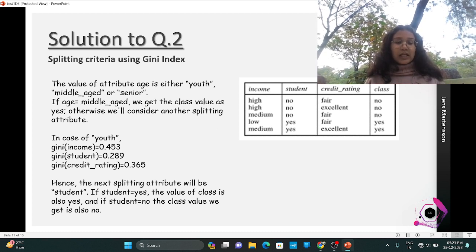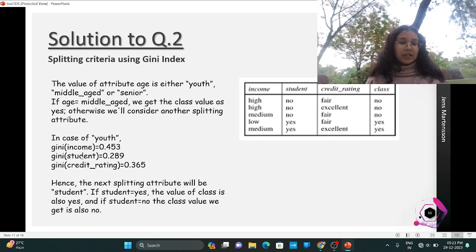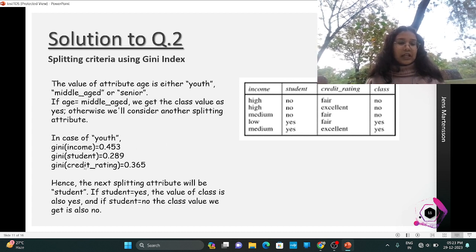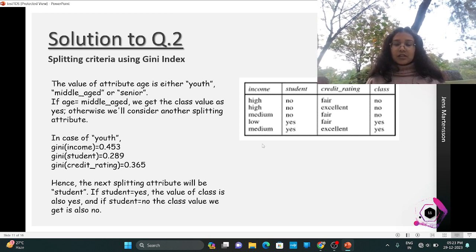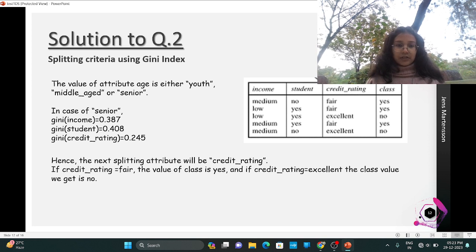In case of youth, Gini income equals 0.453, Gini student equals 0.289, Gini credit rating equals 0.365. Hence, the next splitting attribute will be student. If student equals yes, the value of class is also yes, and if student equals no, the class value we get is also no. And with the help of this table, we can find our decision tree.